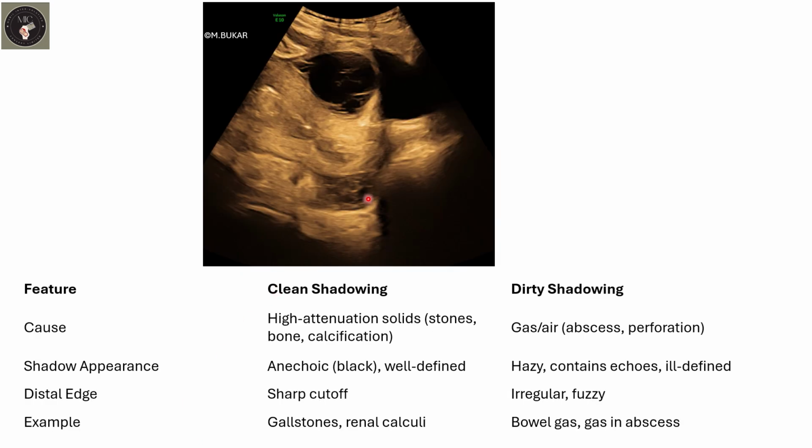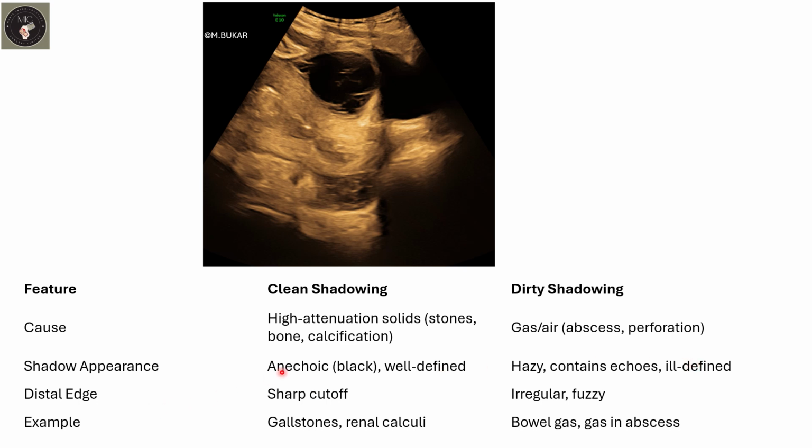Now I will replay this video, but the first play will demonstrate the difference between clean and dirty shadowing. Here you can see clean shadowing is high attenuation solids, it is stones, bone, calcifications, while dirty shadowing is a result of gas or air. So you can see that in abscesses, in perforations, or when you have gas forming organisms. The appearance of clean shadowing is anechoic, black, well defined, while dirty shadowing is hazy, contains echoes, and is ill defined.